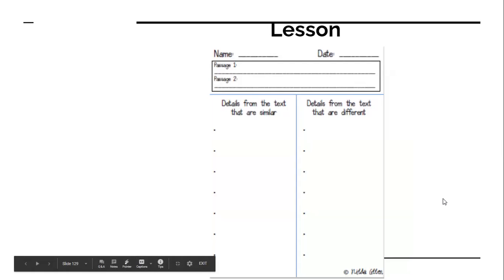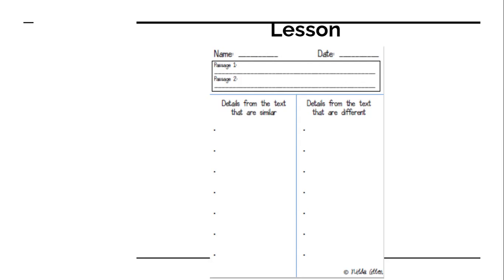Here is the chart that we will be using. We'll be putting passage 1, passage 2, and then details from the text that are similar, and then we'll also do details from the text that are different.